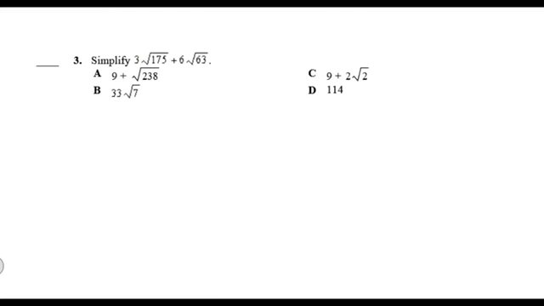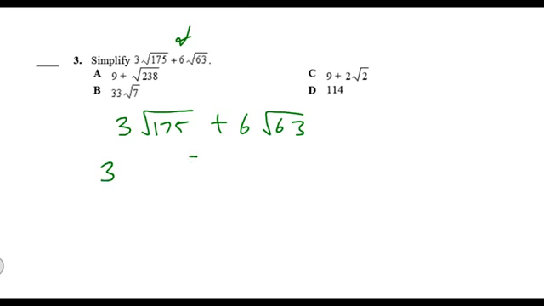All right, 3. So simplify this one. Okay. All right, so I'm just going to write it out again. So we got 3 root 175 plus 6 root 63. All right, so I'm looking for my perfect squares, right? Okay, so I'm going to rewrite 75 as 3 times 25 times 7 plus 6, and then I'm going to rewrite the 63 as 9 times 7.